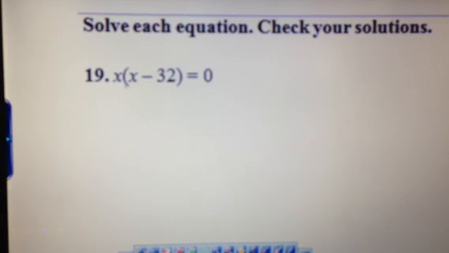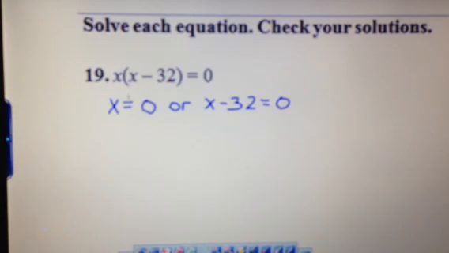The only way we can multiply two numbers and get 0 is if at least one of the two numbers has to be 0. So on this one, you'll notice we've got x times this thing in parentheses, x minus 32 equals 0. The only way that happens is if either x, our first factor, equals 0, or our second factor could equal 0. The second factor being what's in parentheses. One of those two things has to be true.